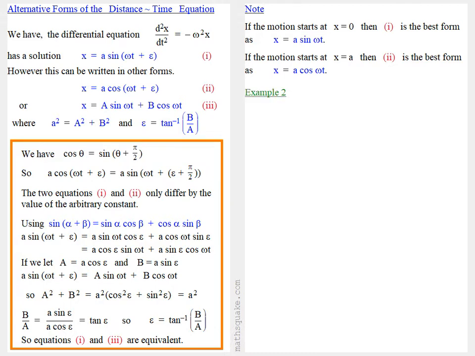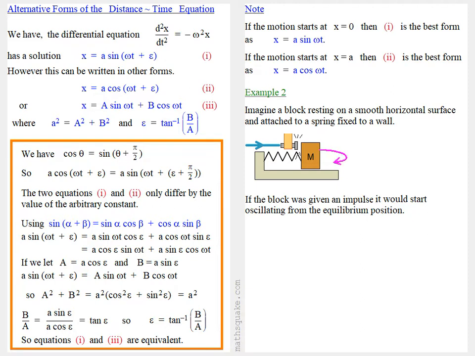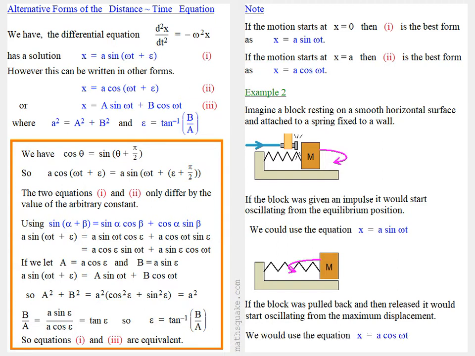Let's look at an example. Example 2. Imagine a block resting on a smooth horizontal surface and is attached to a spring which is also fixed to a wall. If the block is given an impulse, it would start oscillating from the equilibrium position. We could use the equation x equals a sine omega t. If the block was pulled back and then released, it would start oscillating from the maximum displacement. We could use the equation x equals a cos omega t.